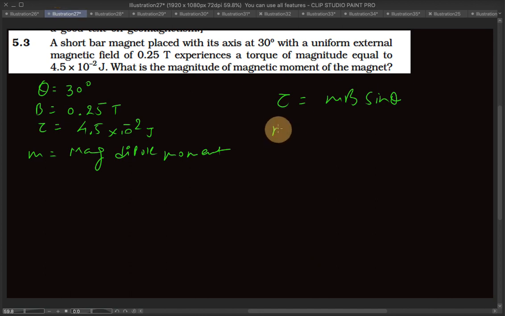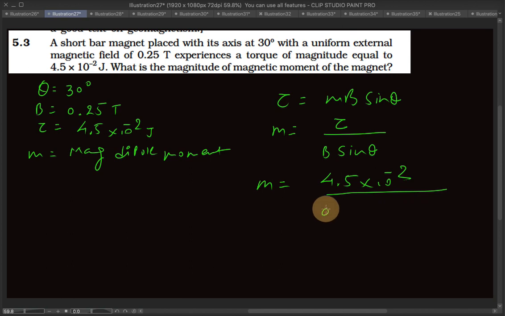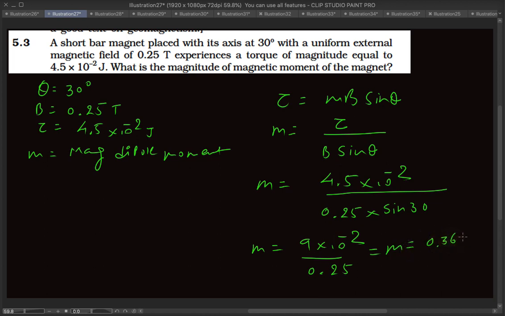I want to find my magnetic dipole moment. So m equals tau divided by b sine theta. I am putting in these values. The value of torque is 4.5 times 10 to the power minus 2, divided by magnetic field equal to 0.25, and sine 30 is equal to 1 by 2. So my magnetic dipole moment equals 9 times 10 to the power minus 2 divided by 25, which is 0.36 joule per Tesla. So remember these units as well whenever you are solving such types of examples.